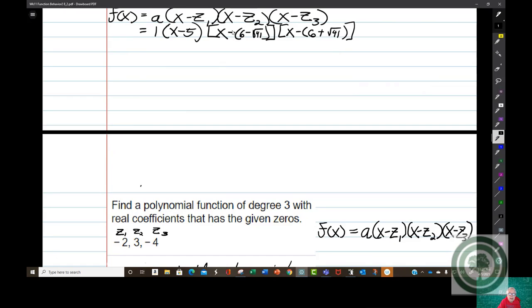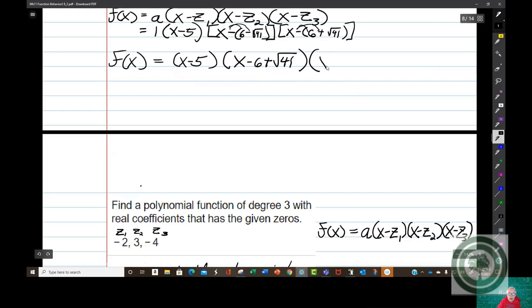Now I'm going to distribute the minus sign because I certainly don't want to have brackets. So, f of x, when you factor it, is going to be x minus 5. That's the factor made from our one rational zero. Times x minus 6 plus the square root of 41 times x minus 6 minus the square root of 41. And that's real college algebra math.